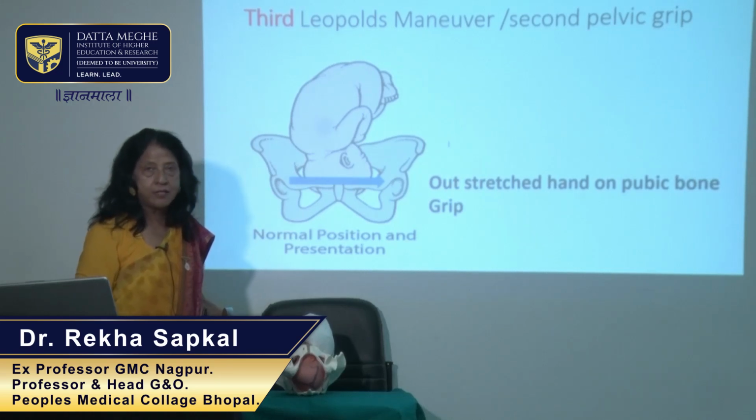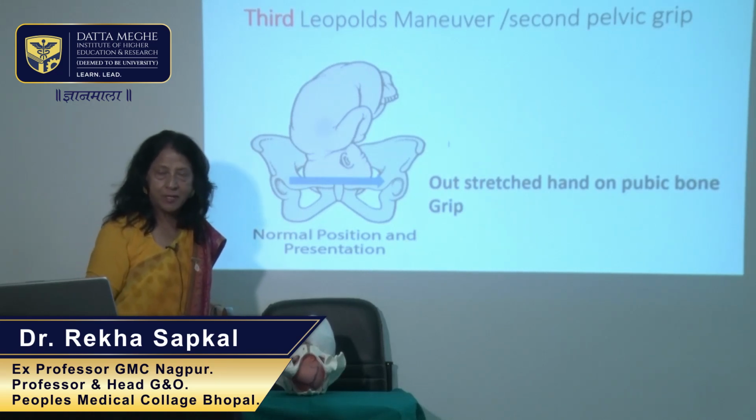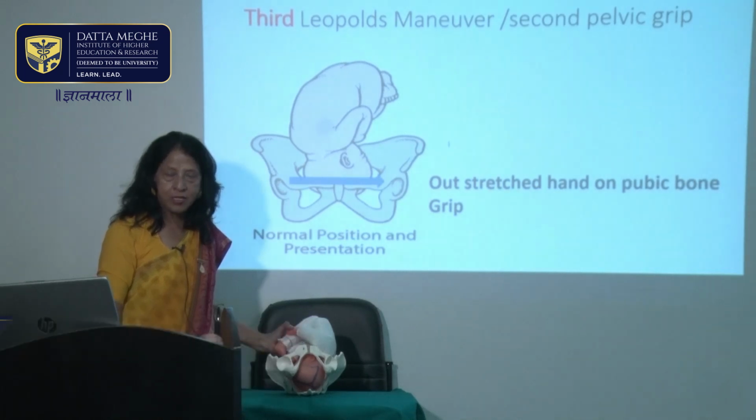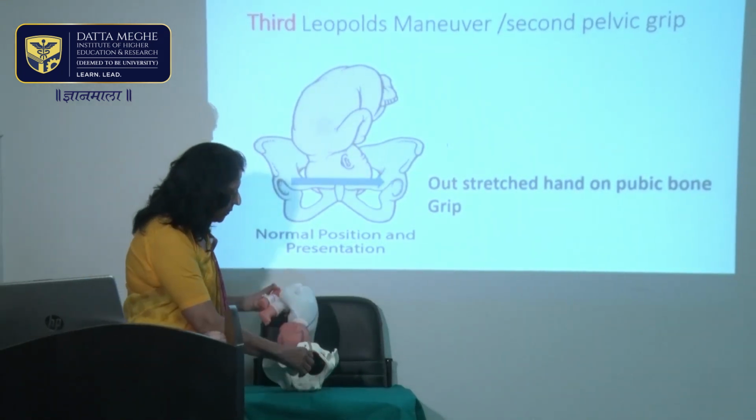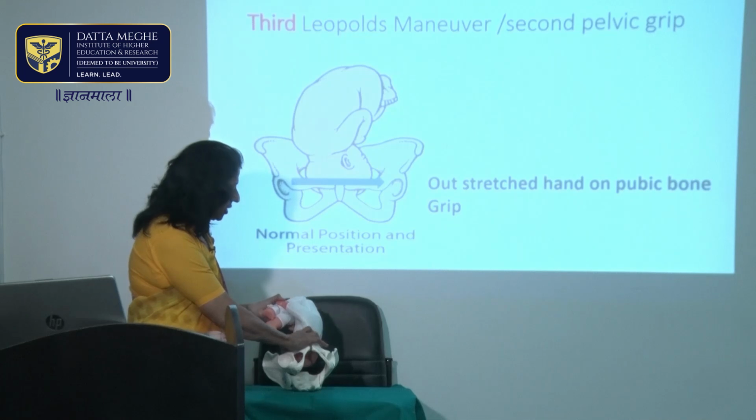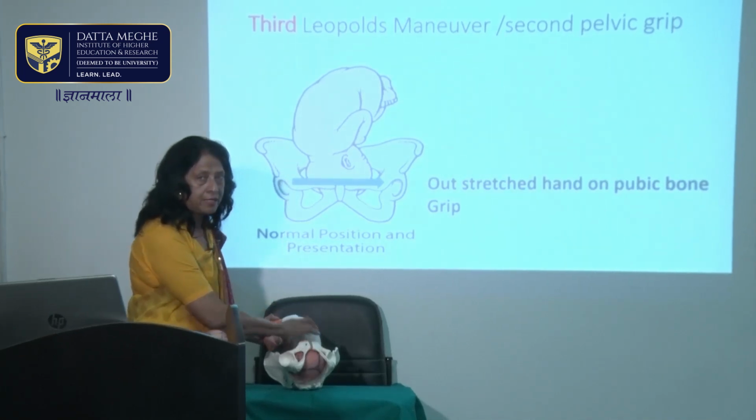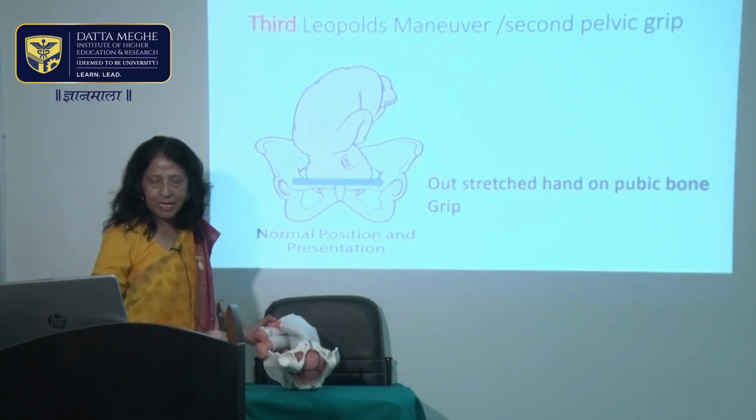So, what do I understand by the third Leopold maneuver, or pelvic grip? By the second pelvic grip, I can make out whether the head is floating, fixed, or engaged.